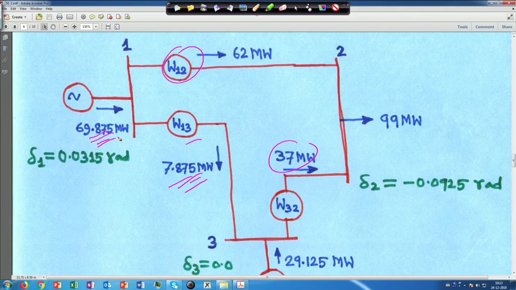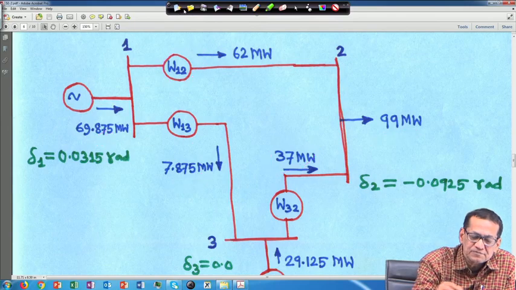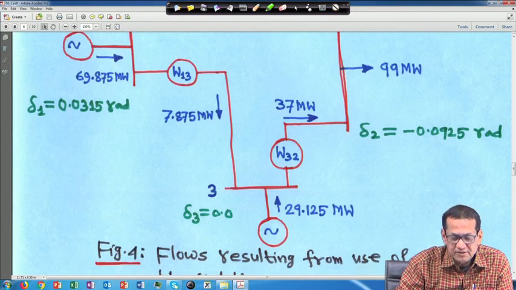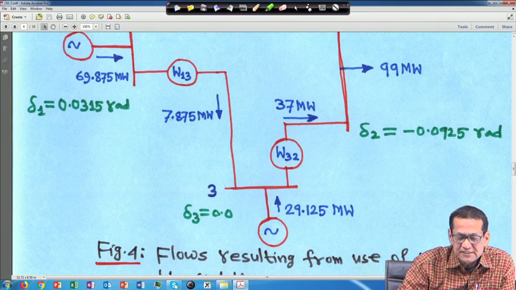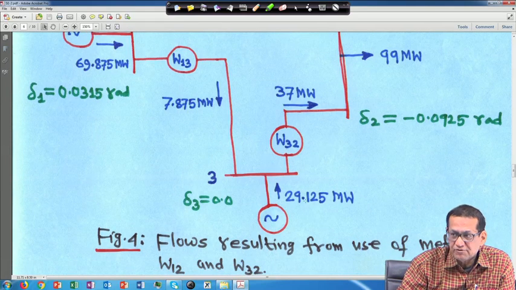And in this case the 62 plus 37, so it gets 99 megawatt, and here let me move a little bit up. Here if you see this, this is 7.875 and this is 37. So, 37 minus 7.875, so generation is actually 29.125 megawatt, right.